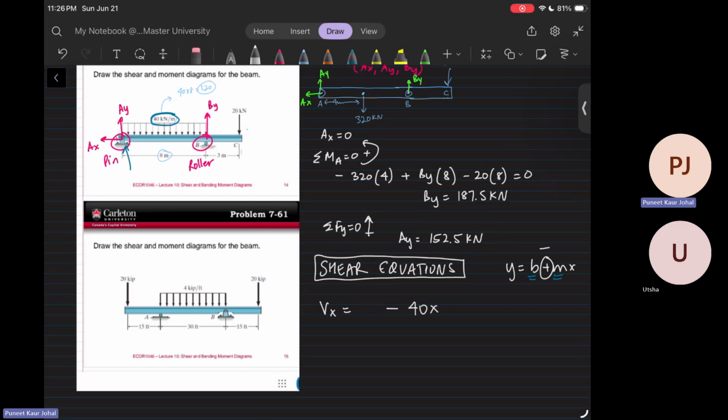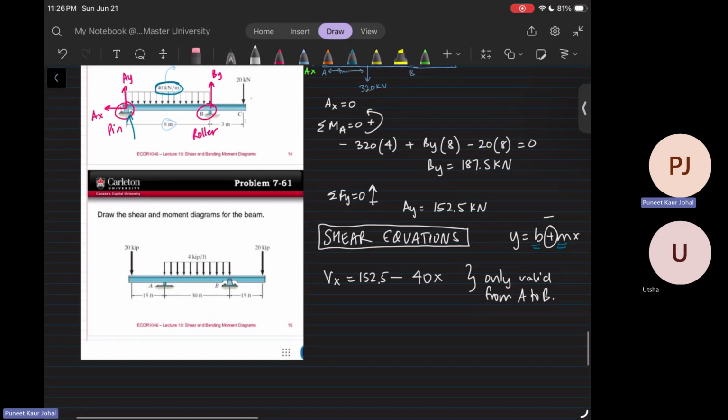Which means I'm going to replace this with 152.5. This is the equation for the shear force. This is only valid though from A to B, because that's where the loading ends, right? So the loading is ending at this point B. Therefore, it's only valid from A to B. So let's figure out the loading.